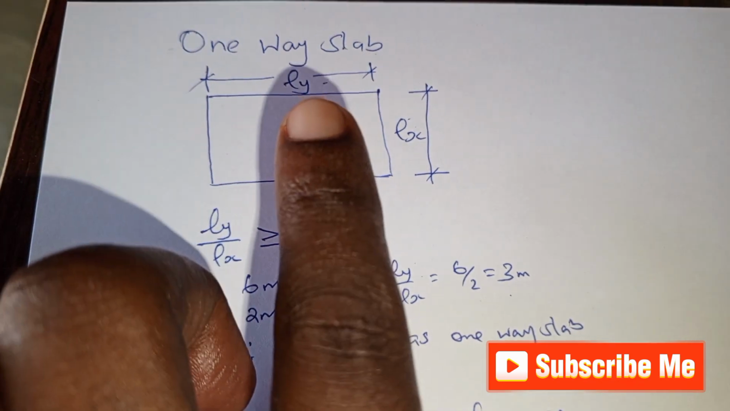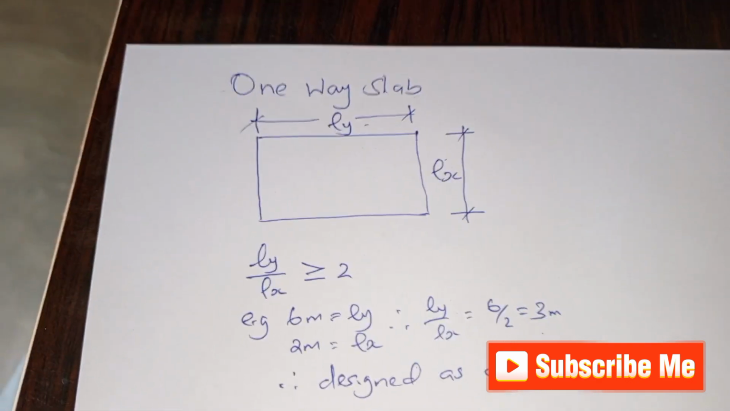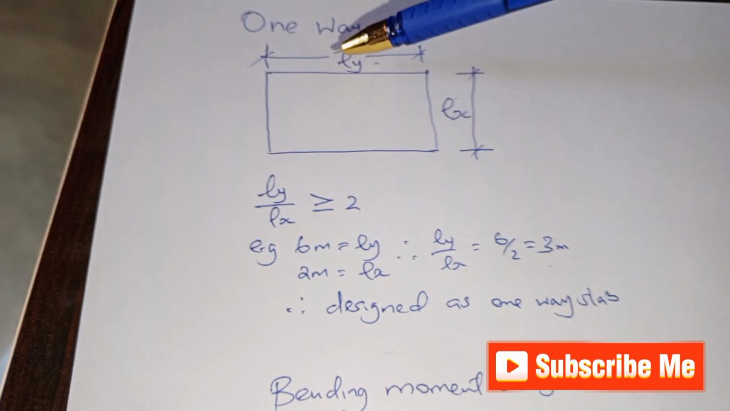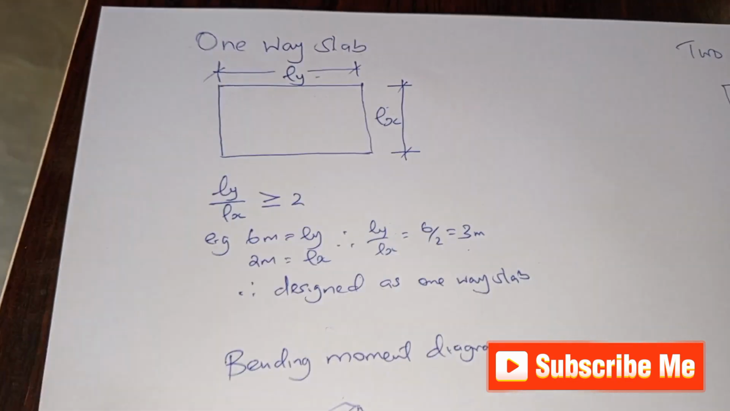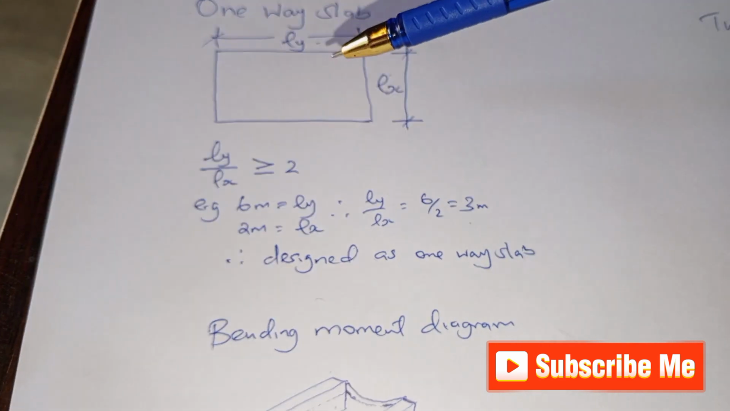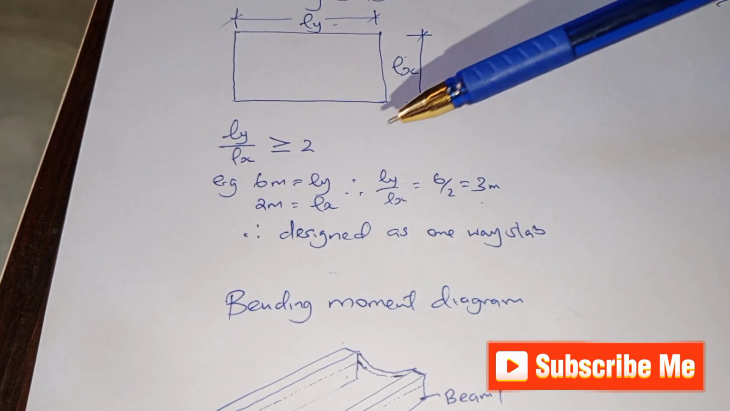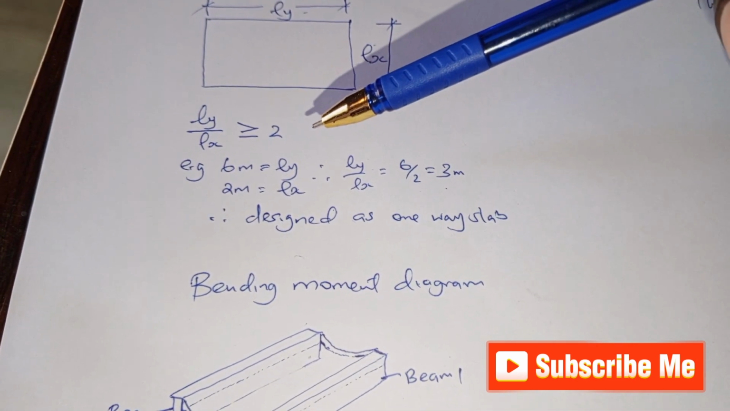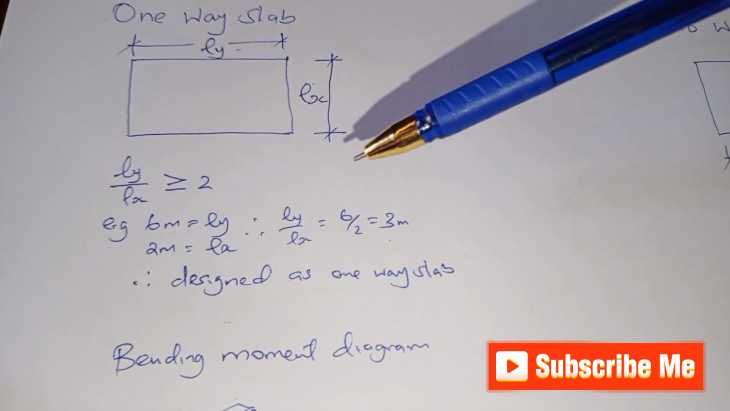We have our LY, which is the longer span, and we have our LX, which is the shorter span. If you determine the ratio, taking LY, the longer span, divided by LX, the shorter span, and the value you get is 2 or more than 2, or rather greater than 2, then that slab shall be considered as a one-way spanning slab.